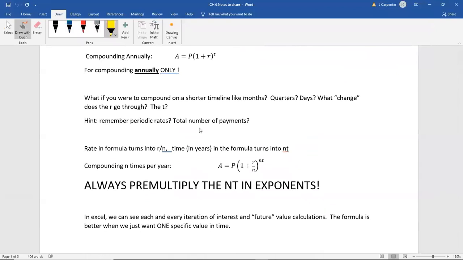Got it. So this R turns into R over N, so that we go from an annual rate to a periodic rate. That's what I was just talking about. It's the periodic rate instead of the annual rate, which is why the R turns into R over N.